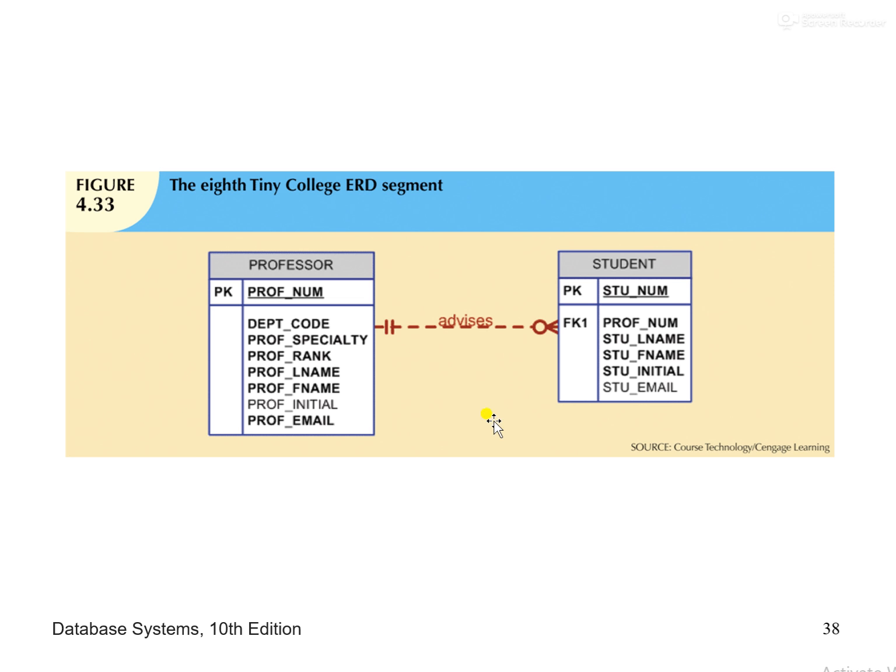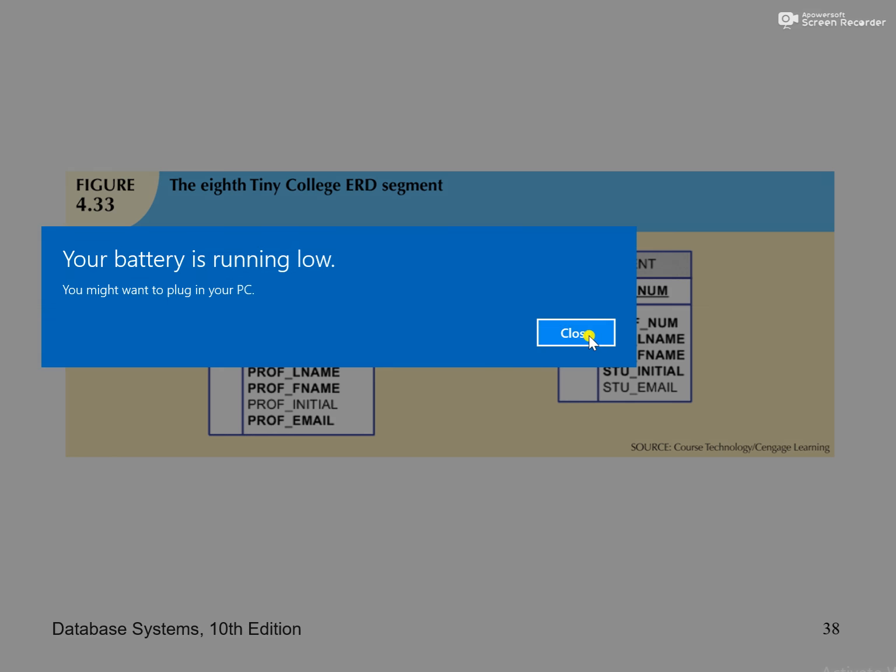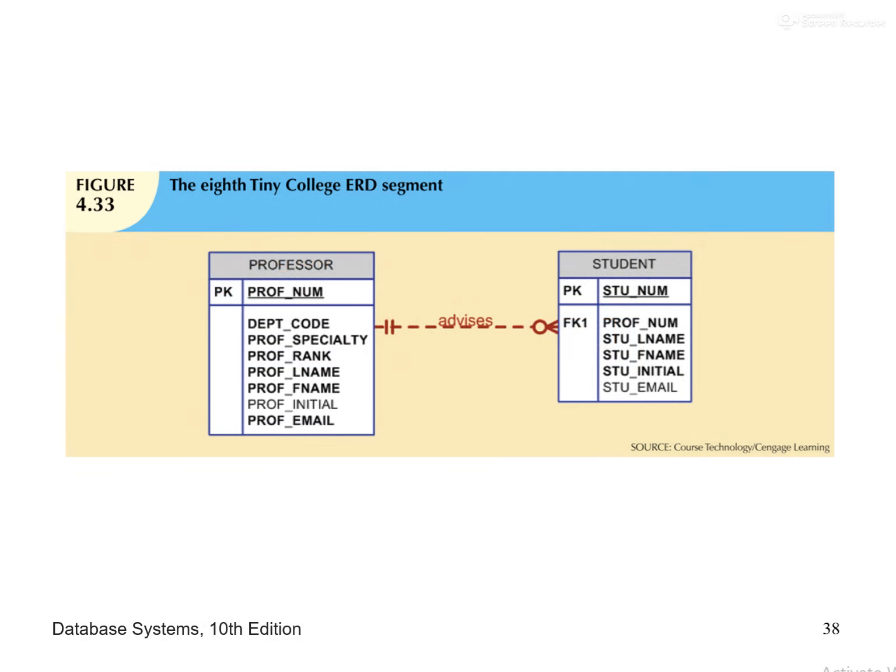Here we have an example, professor and student, which have a one-to-many relationship. So we take the primary key of the one side, which is the professor side, and professor has the primary key prof num, and it becomes the foreign key in the student table. So how to implement a one-to-many relationship? You have to add the primary key of the one side as a foreign key to the many side.